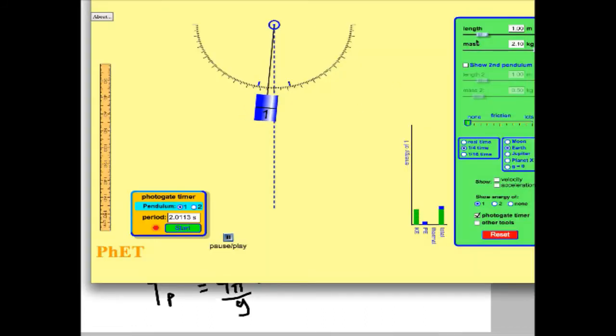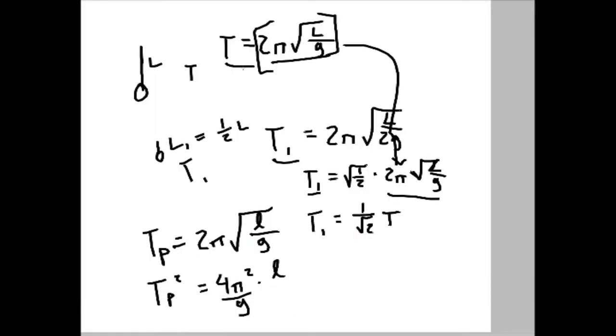So if I make length, again, let's get in real time here, if I make length really short and start my period, well, now I'm at 1.4 as opposed to 2. And if I make the length way longer and then start my timer, whoa, the period just crawls. It's way longer than it was before. And again, getting the equations in terms of the other will help you out tremendously with particularly multiple choice questions.